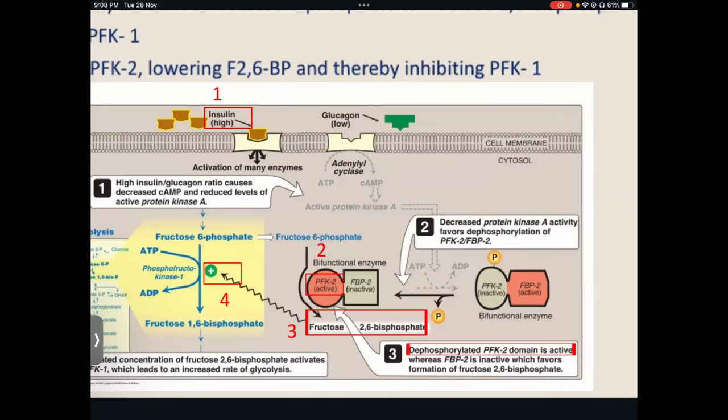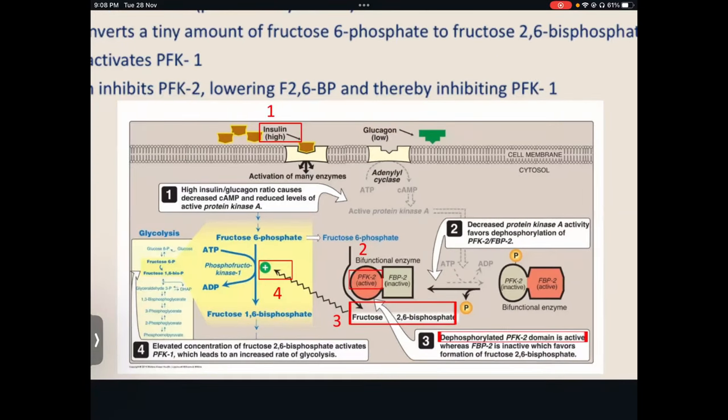If you look here, it will result in the dephosphorylation of this bifunctional enzyme right here, which is PFK2 and FBP2. When it's dephosphorylated, it is active. PFK2, when it's dephosphorylated, it's active. So PFK2 is phosphofructokinase 2. Not one. That's different. That's the one that catalyzes the reaction in the glycolysis pathway. This one is different. It's PFK number two. So we dephosphorylated it, made it active.